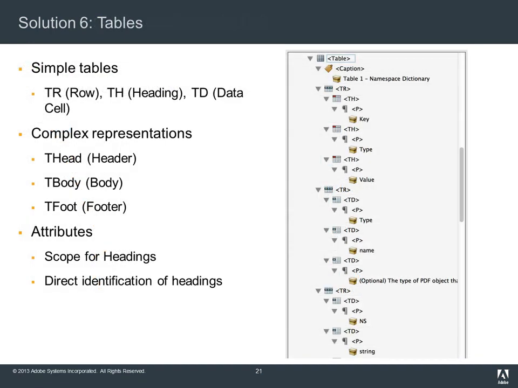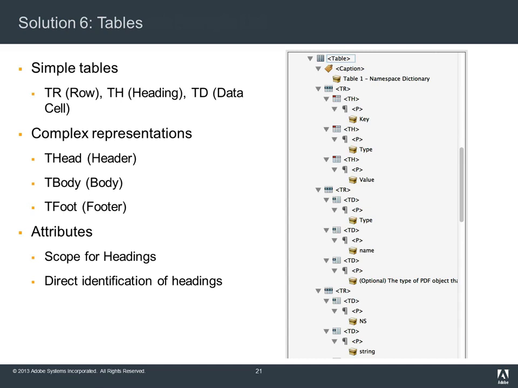Tables. So tables are even more complicated than lists. Some might argue that tables and lists are very similar in nature, but the complexity of tables can be quite huge. I have not given you an incredibly complex table here, but basically you have two types of tables, and these concepts intertwine. On the simple level, you have rows, headings, and data cells. So you have a table, and you have a series of rows. Those rows in turn contain either heading cells or content, data cells. That's a very simple table. Most of us are very familiar with those.